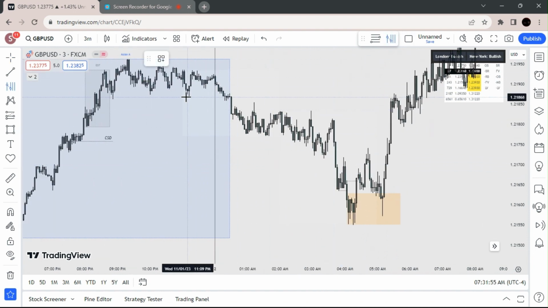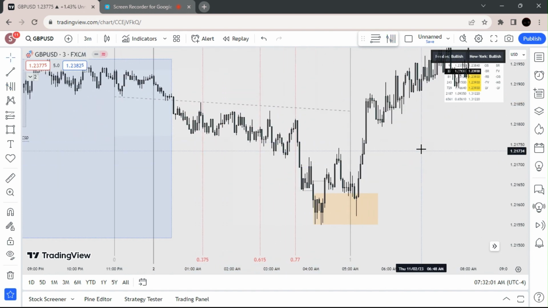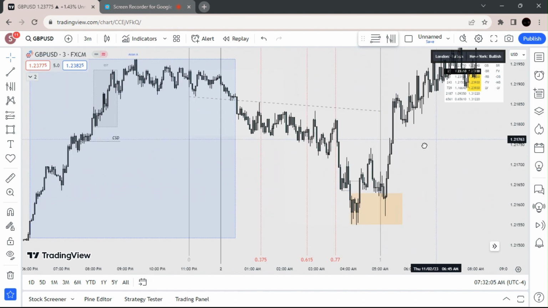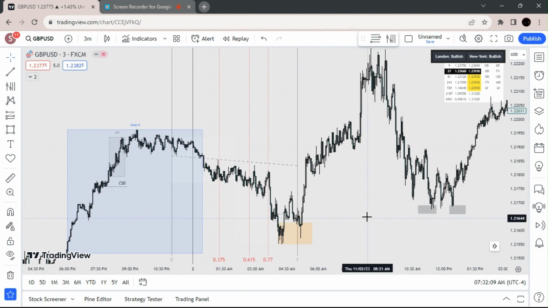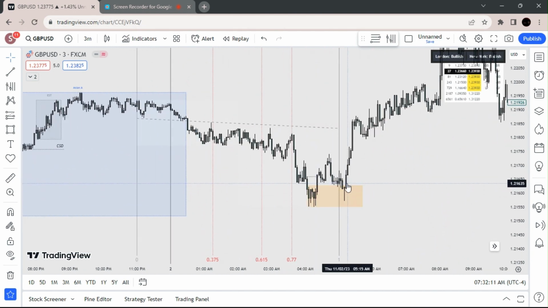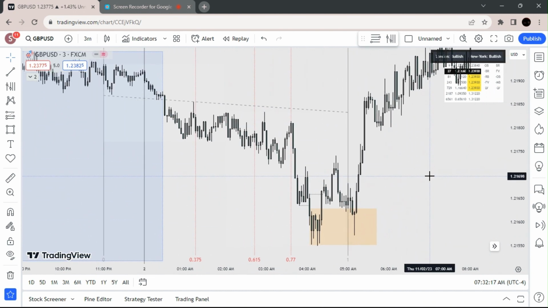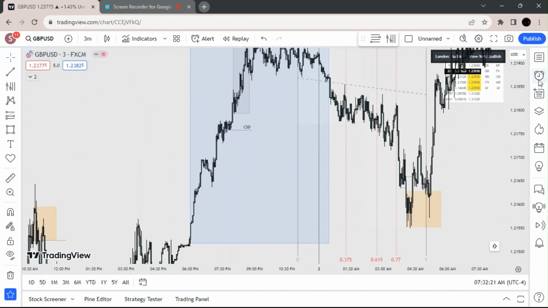And then you also, remember, timing is everything. So in this case, if I mark out our manipulation session from 11 p.m. to 5, you can see how this is happening at distribution stage. So fake move, real move. So this is a high probability long because we're in the right time with our Goldbach fib. And this is how you can use our Goldbach fib.